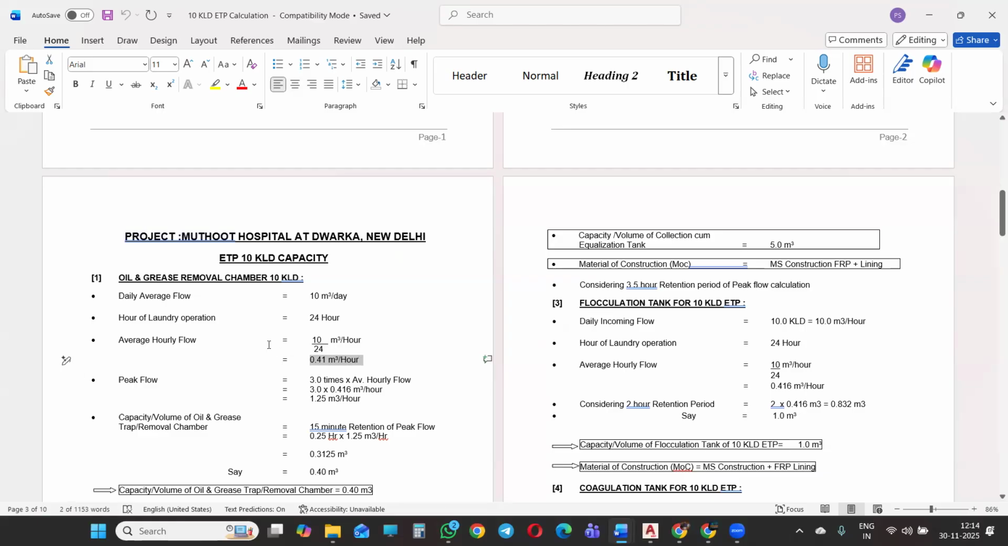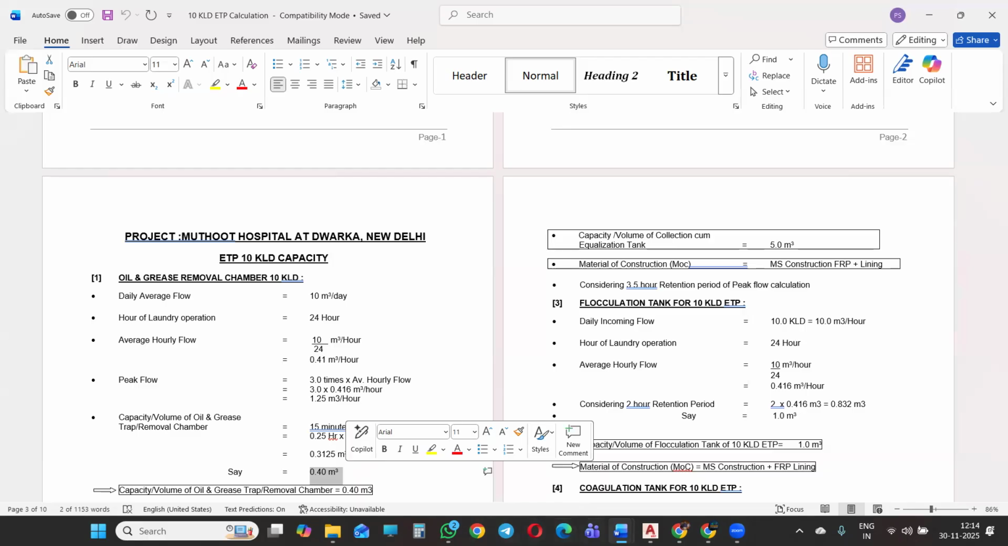So peak flow is 3 times 0.4416, that is 1.2 meter cube. The capacity of the oil and grease tank will be for a 15-minute retention period. This is 0.25 into 1.25, that is 0.43 meter cube. That means the first tank I am going to design, the oil and grease tank, will be 0.4 meter cube.